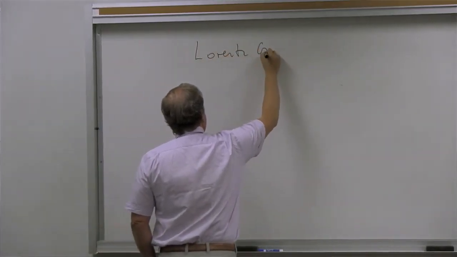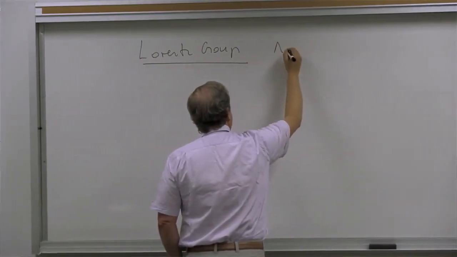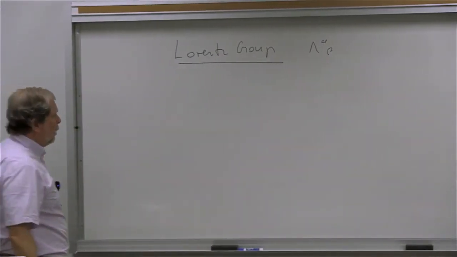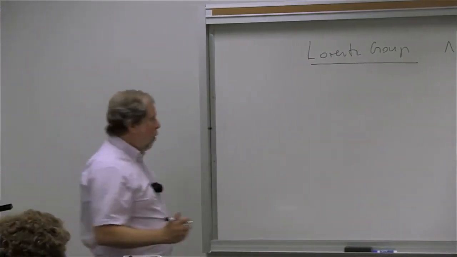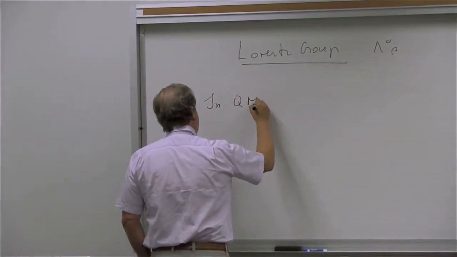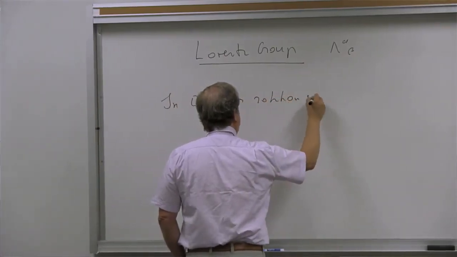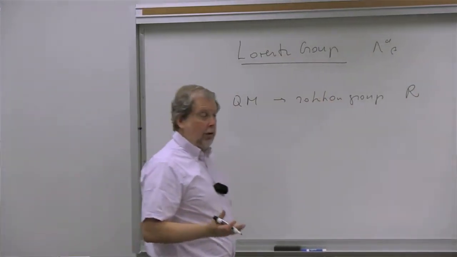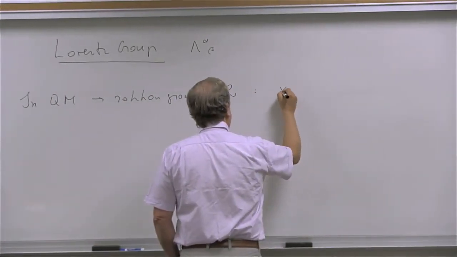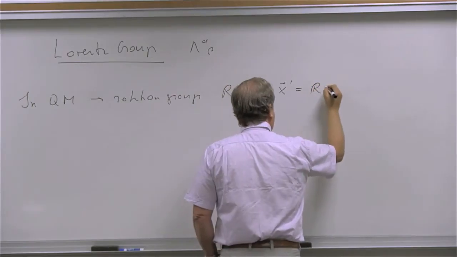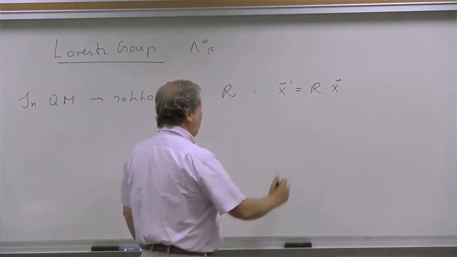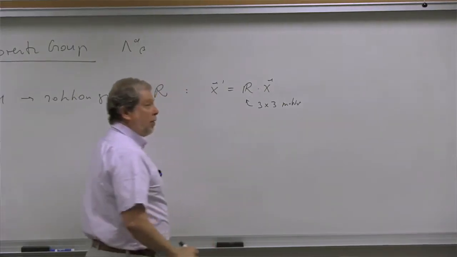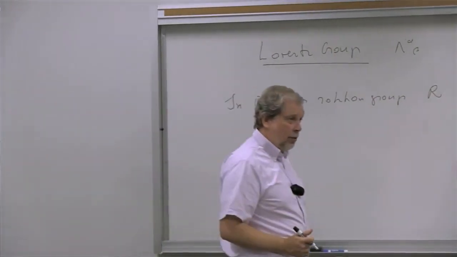So the Lorentz group. Well, we know, of course, we're talking about these transformations, lambda, alpha, beta, that depend on boosts and rotations and so forth. And now, we do discuss in quantum mechanics the rotation group, R, the group of rotations in 3-dimensional Euclidean space. So the rotation group takes a vector x to a vector x prime, which is R times x, where this is a 3x3 matrix. And you can describe this rotation, for example, in terms of Euler angles.